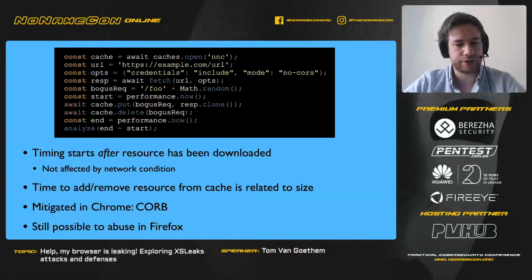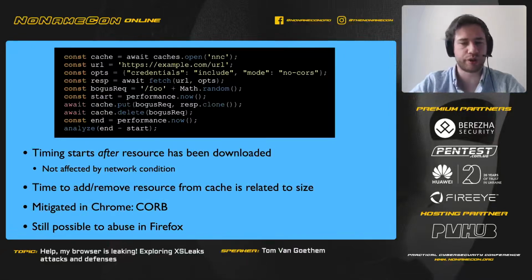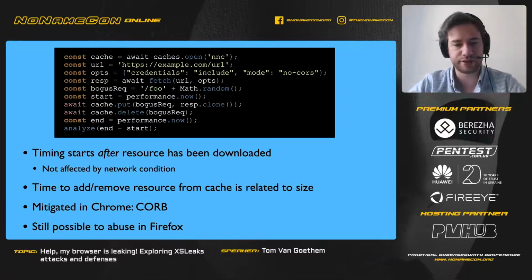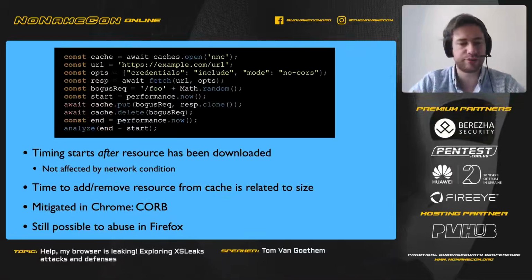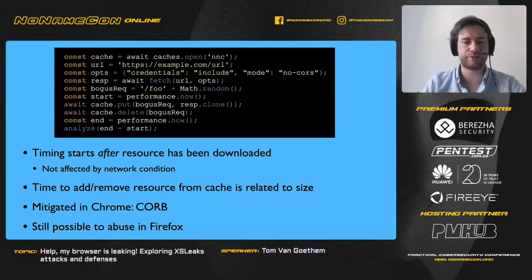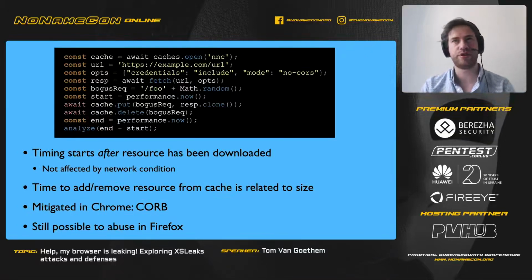And then another technique is by using the cache API. So here we first fetch the response, and then we start a timer just before adding this response to the cache, so the programmable cache. And we stop the timer after we've put it into the cache and we've deleted it. And the time it takes to put it into the cache and delete it from the cache is related to the size. So using this, we can get some estimate of the size.